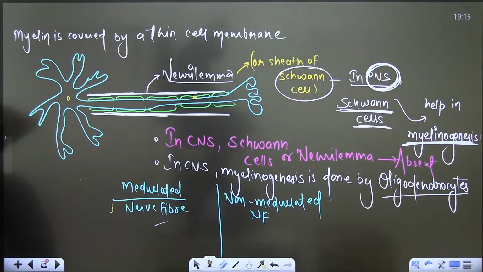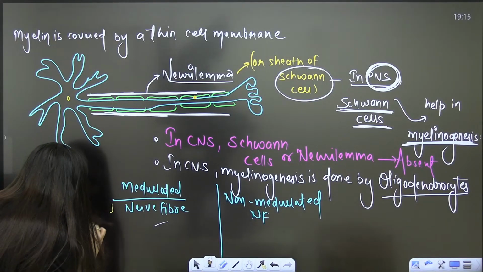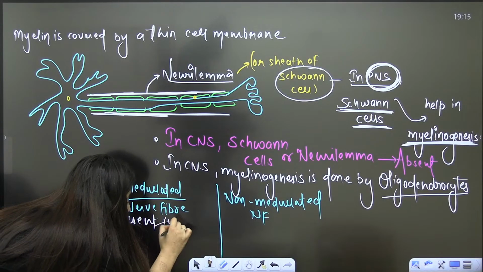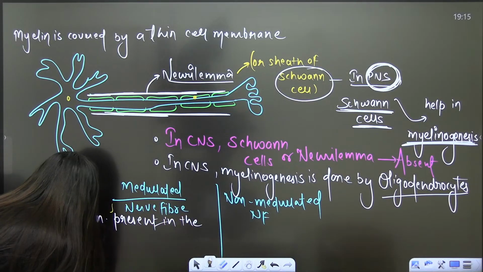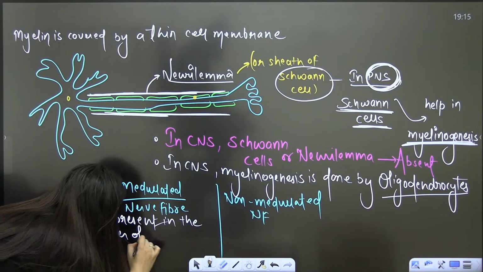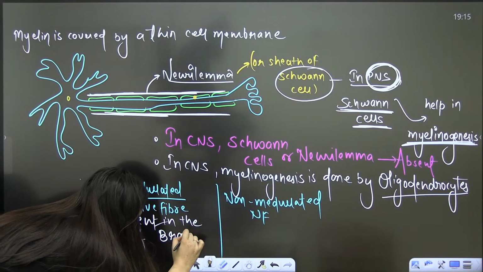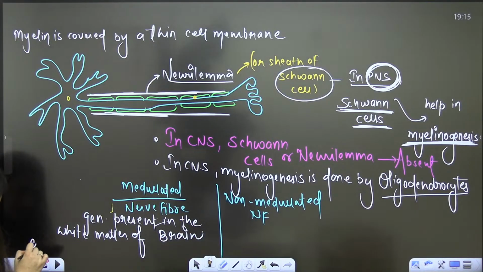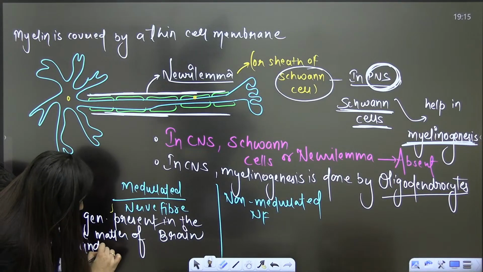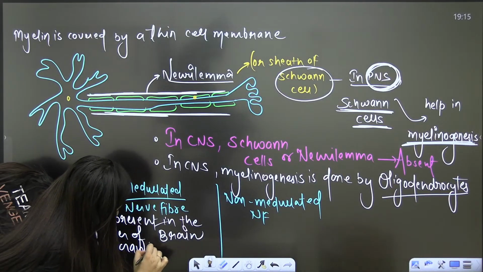When it is the myelinated nerve fiber, it is generally present in the white matter. In the brain we will talk about white matter and grey matter. Please write it: it is present in the white matter of your brain and spinal cord, and in the cranial and spinal nerves.